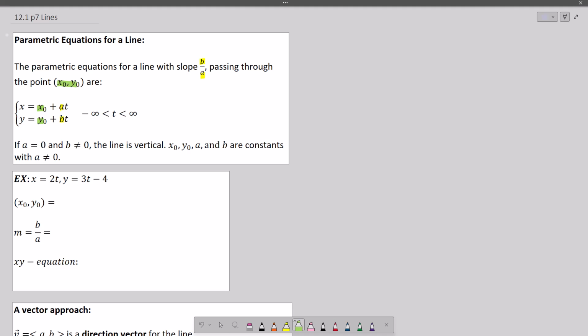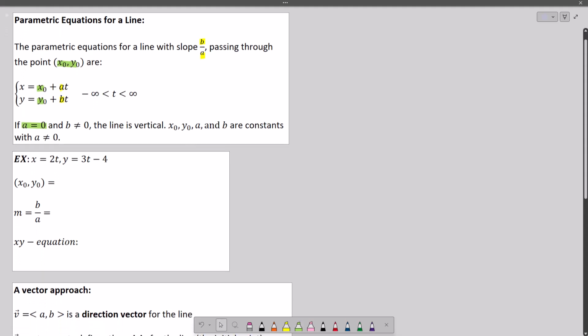If a is 0 and b is not 0, you have a vertical line. So if a is 0, then this coordinate is just x equals x sub 0. So you're vertical, and the y's are whatever these generate from the y equation. Otherwise, you have a non-vertical line as long as a is not 0.